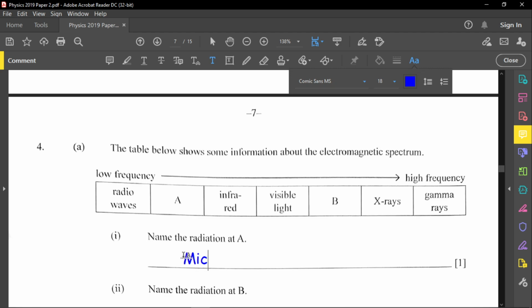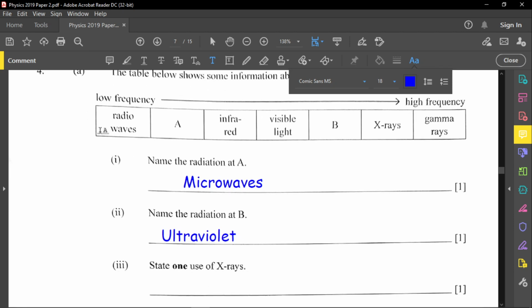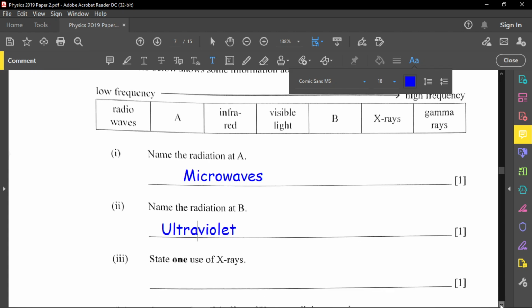Okay, so microwave is close to infrared, and they could be used for applying heat to food. All right, and so for B, the missing one there, it will be ultraviolet radiation or light. So ultraviolet rays. All right, so there we have it. And again, remember that I'm going this way from the radio waves on to gamma rays. The wavelength will decrease. All right, just remember that.